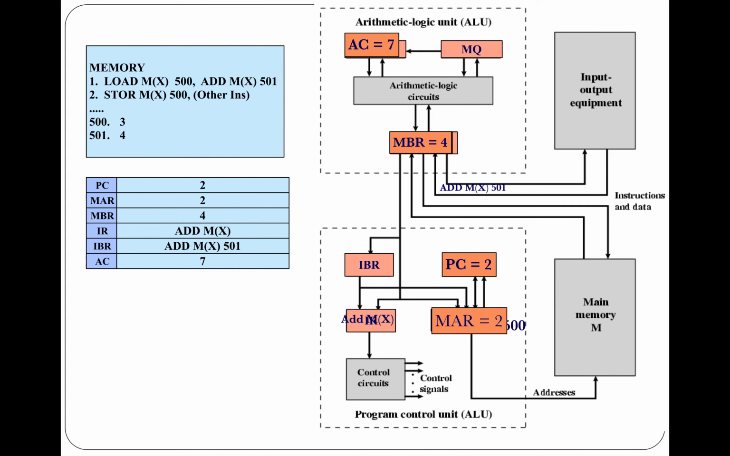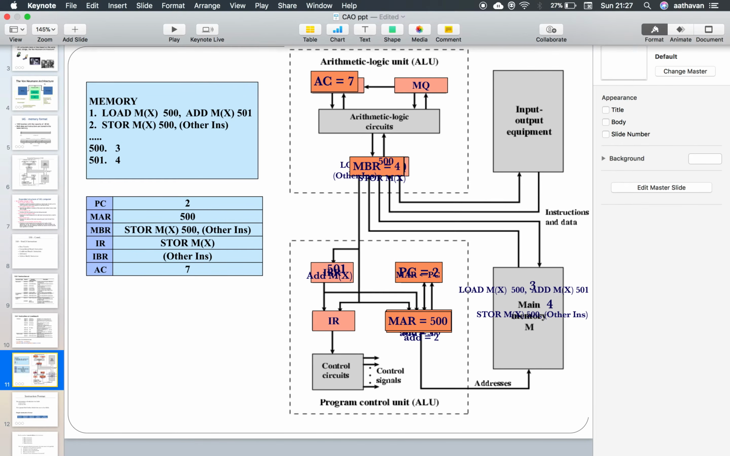This process takes place again and again because the next program counter value becomes 2, the value of 2 comes back to the MAR, and the MAR again processes the instruction which is given in the main memory, which is store mx 500. This process keeps happening term by term.